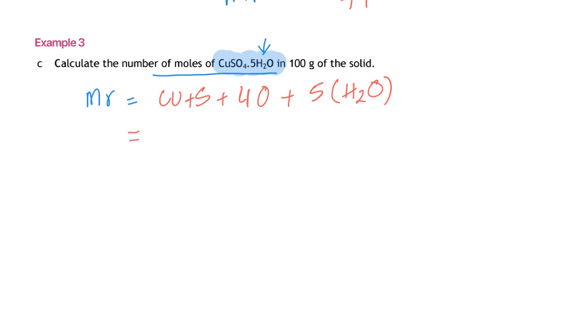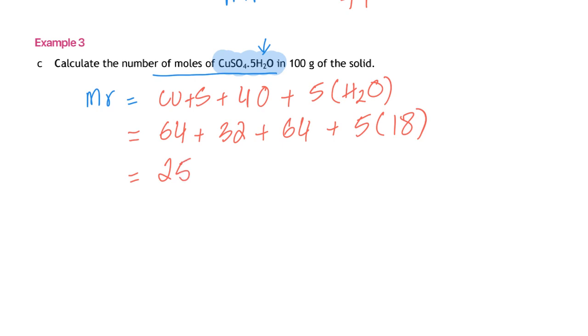Copper is, if I'm not too wrong, 64, sulfur is 32, 4 times 16 for each oxygen is 64, and 5 times 18, well, I don't really care, I think it's 90. But summing this up, it comes close to 250. The MR for copper sulfate hydrated is 250.